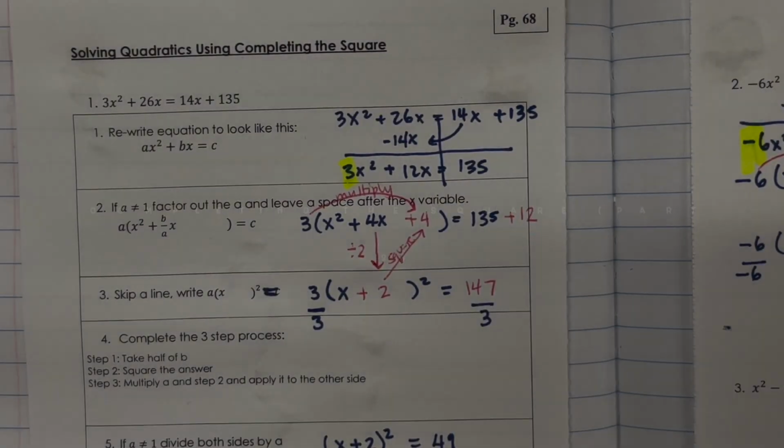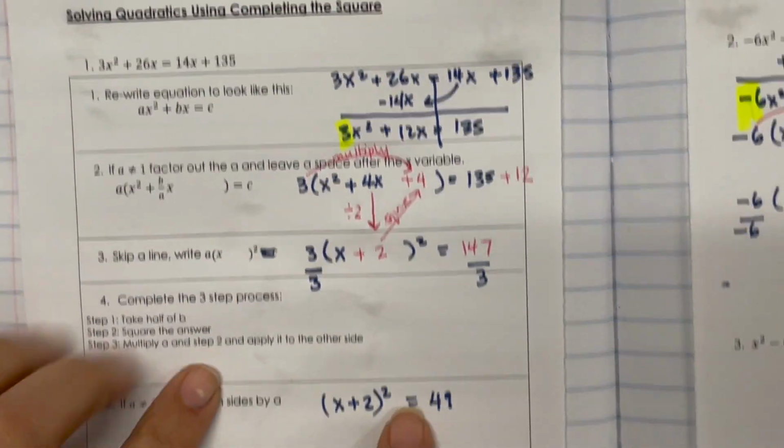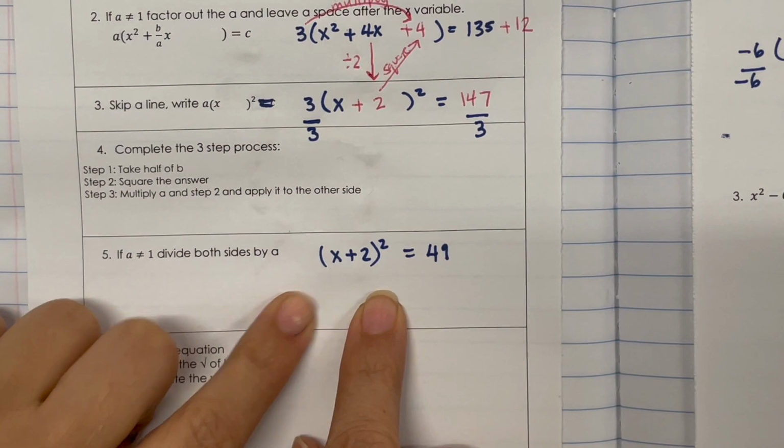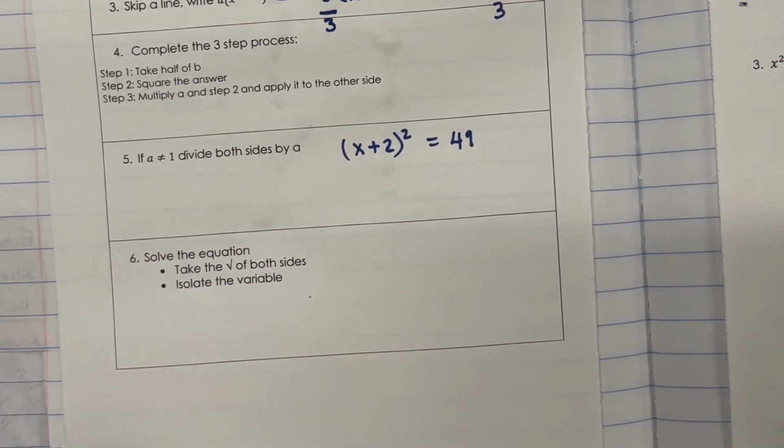So in the last video, we looked at how to complete the square. In this video, we're going to look at how to solve it once you complete the square. So solving once you complete it. So here's completing the square right there. Now we're going to solve it. To solve it, just take the square root of both sides and then isolate the variable.